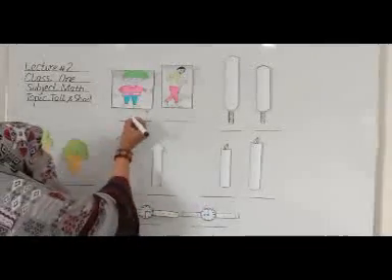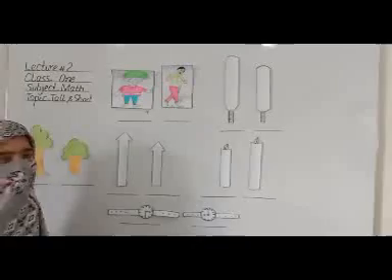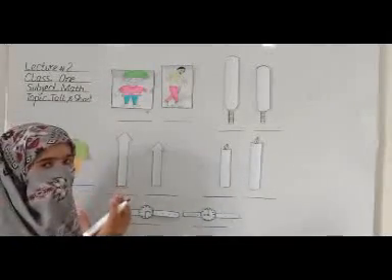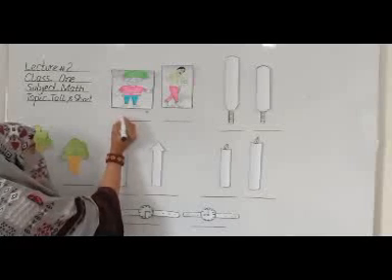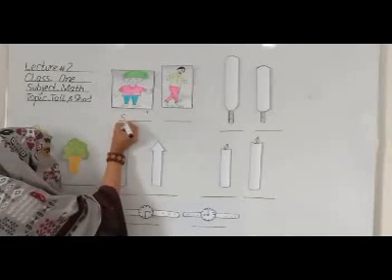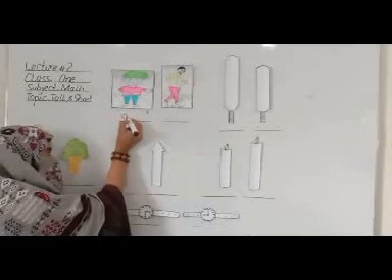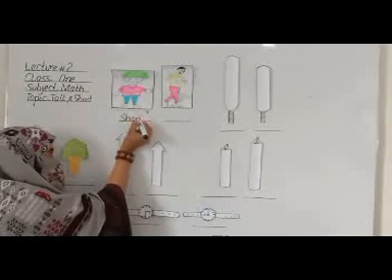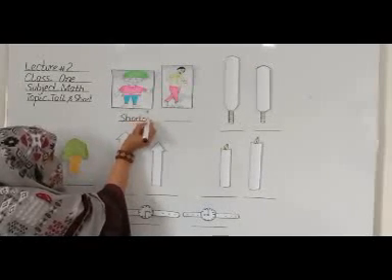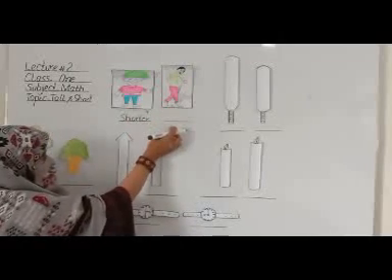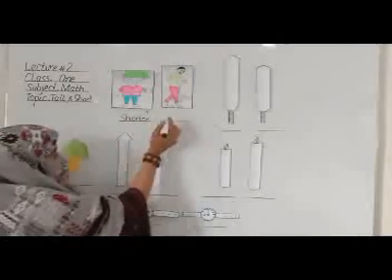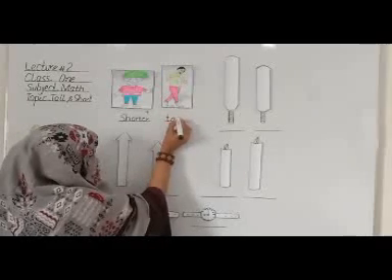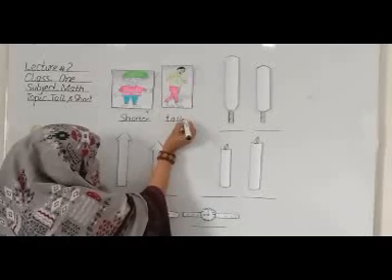Okay. This is a boy. Please students, tell me. Is this boy taller or shorter? This boy is shorter. Now write here shorter. Okay, now tell me, this boy is taller or shorter? This boy is taller. Now write here taller.